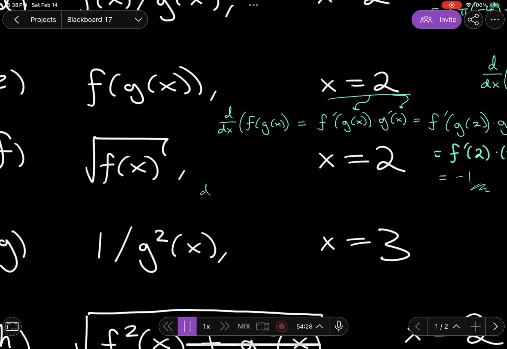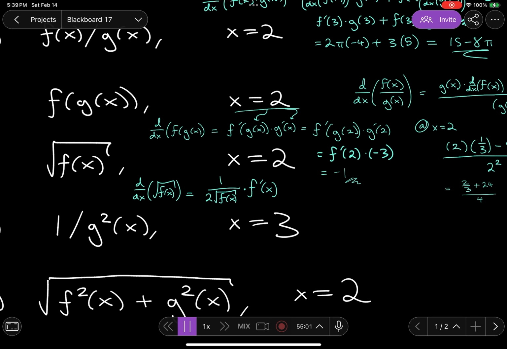I want to take the derivative with respect to x of the square root of f of x. Let's see how this goes. What I need to do is follow the chain rule. In other words, the outside function in this case is the square root of something. So my first step is going to be 1 over, taking the derivative of the square root of something is going to give you 1 over 2 times the square root of that thing. But then you have to multiply by the derivative of the inside function. Okay, nice. But I want this at x equals 2. So every time I see an x, I'm going to replace it with a 2. So what I want is 1 over 2 root f of 2.